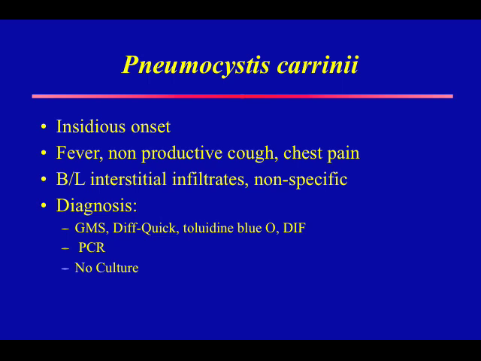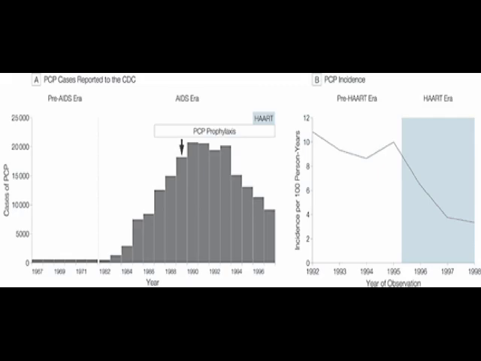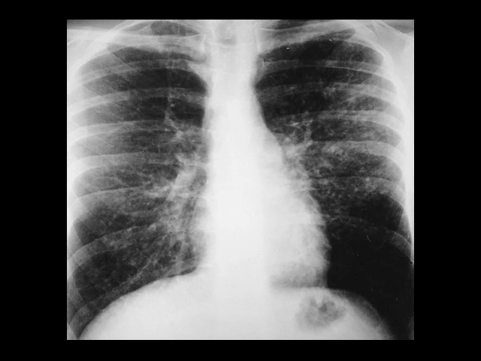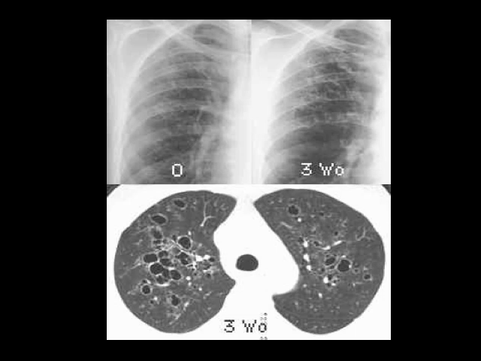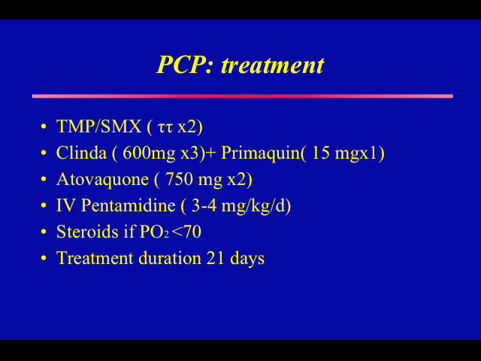PCP, we already discussed as a review for you as you're going through the lecture. And of course, with the HAART era, we see less and less PCP. Usually it's with non-compliant patients who don't take their HIV therapy, who don't take Bactrim prophylaxis, and again, very interstitial findings. It could present as anything on a CT, could present as anything.